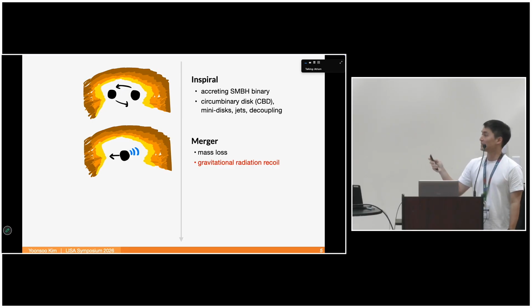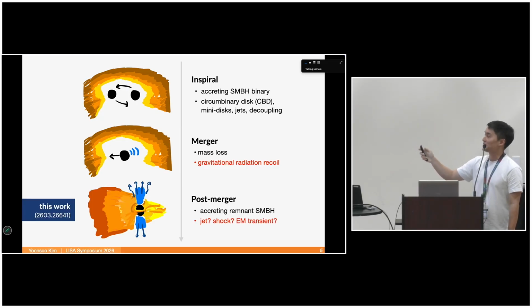And if you imagine you have this kind of merger happening in the circumbinary disk, and the remnant picks up the recoil, we're trying to think about what kind of shocks or transients or jet activities that remnant might produce as it flies through the circumbinary disk around it.